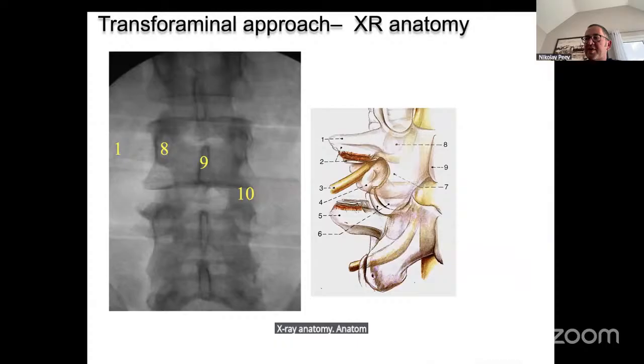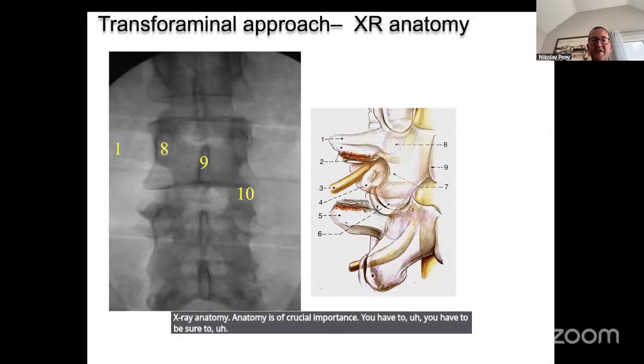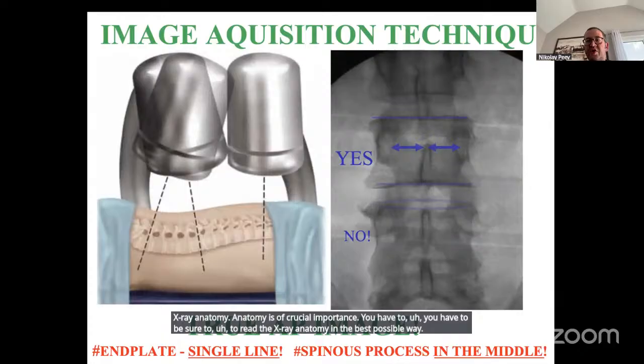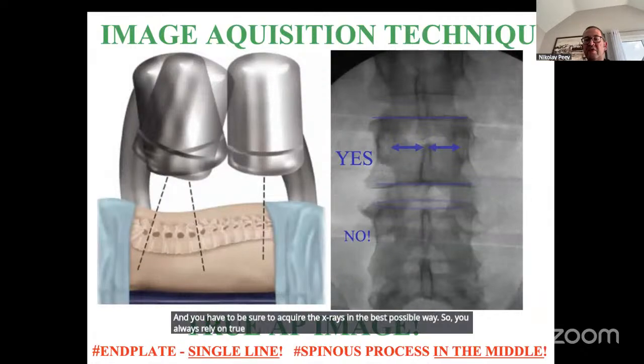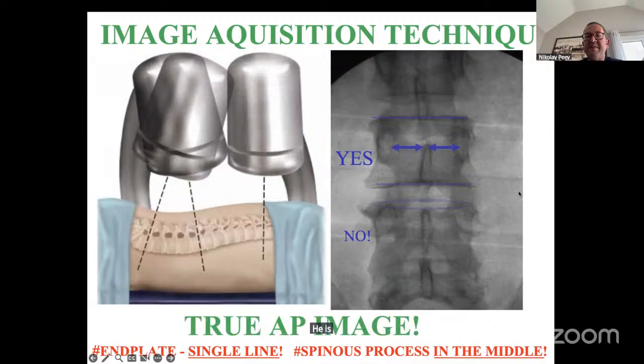Because this is a completely minimal invasive, completely percutaneous technique, understanding of the X-ray anatomy is of crucial importance. You have to be sure to read the X-ray anatomy in the best possible way, and to acquire the X-rays in the best possible way. So you always rely on true AP and true lateral images. If you are X-raying AP, always make sure that the object of interest is on a true AP image.